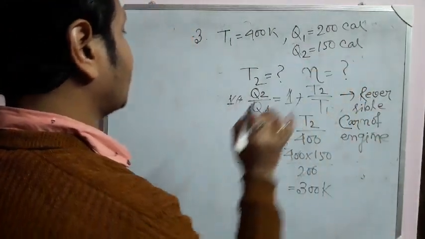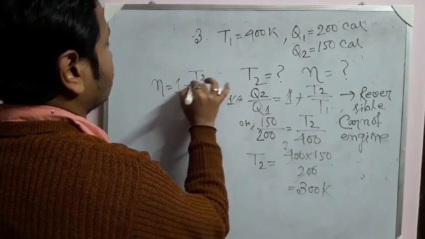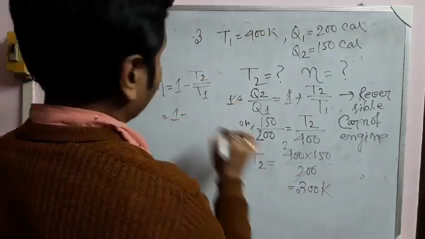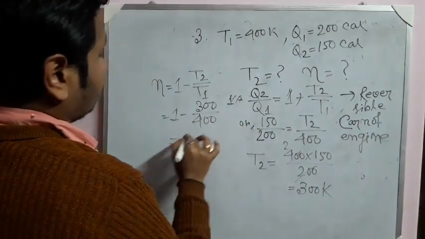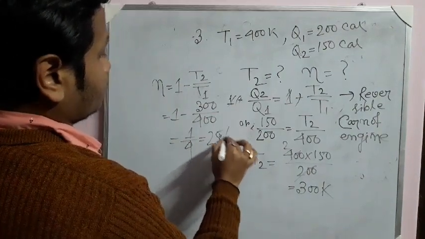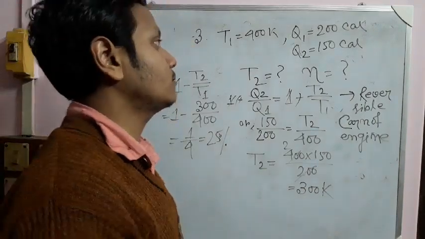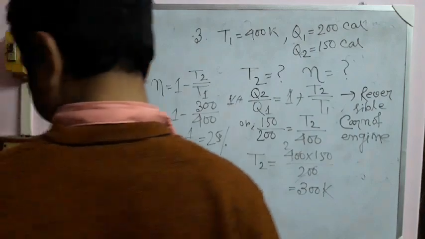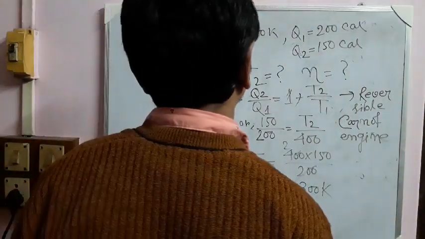Now we can easily calculate eta, 1 minus T2 by T1. T2 is 300 and T1 is 400. That is 1/4, or you can say 25%. So this is the result. This is the third numerical. All are given, we have to find eta and T2. So this is the answer.